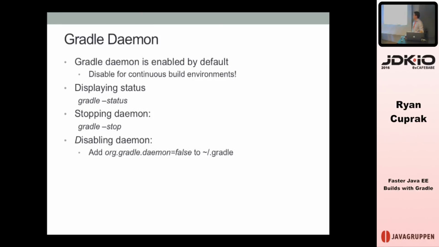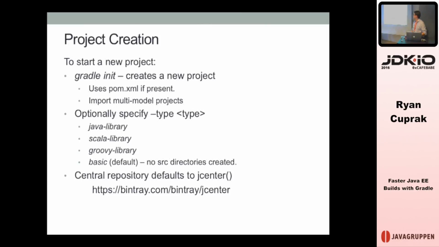You can display the status of the Gradle daemon by doing gradle --status to see how many daemons are running, because if you're like me, you'll kick off a couple of different builds in a couple of different windows as you hop between things. Sometimes it's just handy to find out what's running. You can stop the Gradle daemon with gradle --stop. And then finally, for disabling the daemon, there's a property that you can set in the local configuration file to control that.